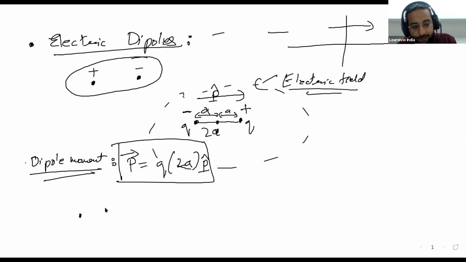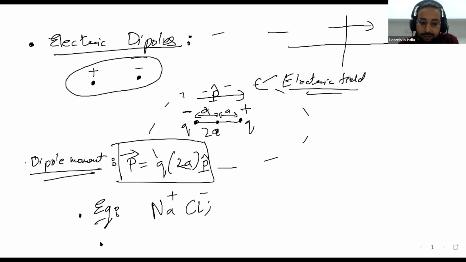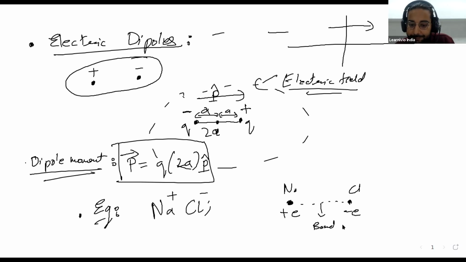So where all do we see this? Well, the simplest example one can think of is NaCl, sodium chloride. So sodium chloride, if you remember, sodium has a plus charge and the chlorine has a negative charge. So it's essentially like the sodium atom, which is just sitting here without an electron, so with a plus e charge, and a chlorine atom sitting here with an extra electron with a minus e charge, with a certain distance between them. The distance between them is what is called the bond length, right? So essentially, bond length is just equal to 2a.